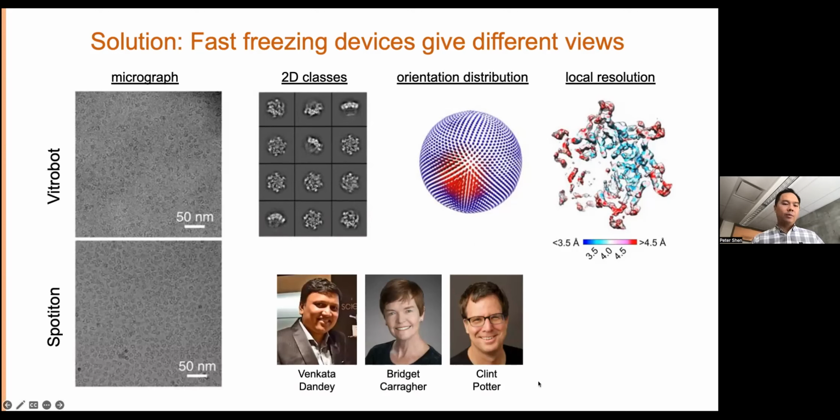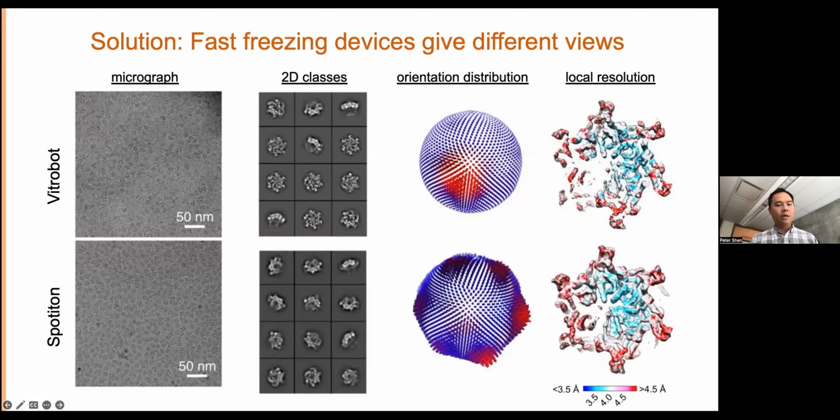And so with the support of Bridget and Clint at NYSBC and with the direct help from Venkat Dandey, he helped us to prepare these grids using spotiton. The images were just absolutely beautiful. Now, in this case, though, what we were expecting was a more complete set of views in this reconstruction from the spotiton grid. But instead, what we got was a different set of preferred views. With the Vitrobot, we got an enrichment of top views.